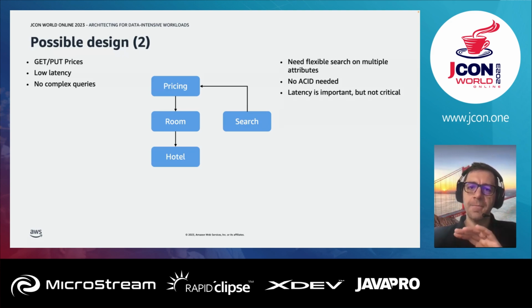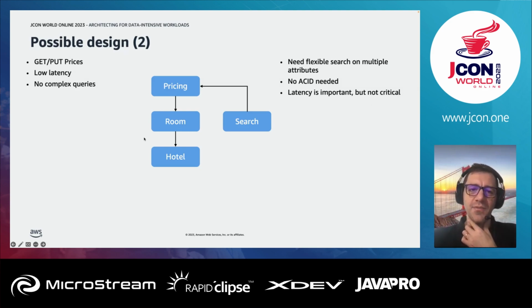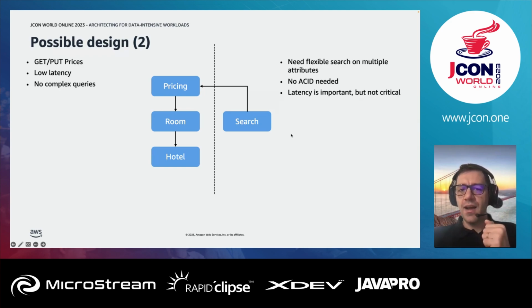On the other side, I need some flexibility on the search. Think about the search: it can search through hundreds of attributes of those hotels. But I don't really need transaction support in my search. Latency is important, but not critical. When you search for a hotel, it's okay if it loads for like 5 seconds. So these are different requirements. So in the second iteration of our application, I decide to split that domain again into two, because there are different requirements.